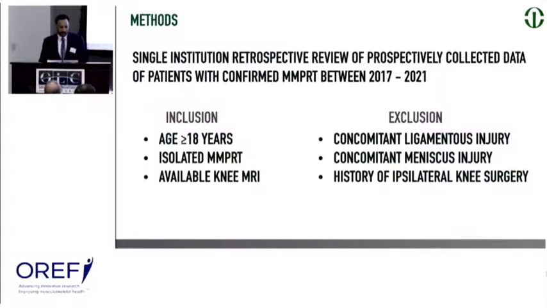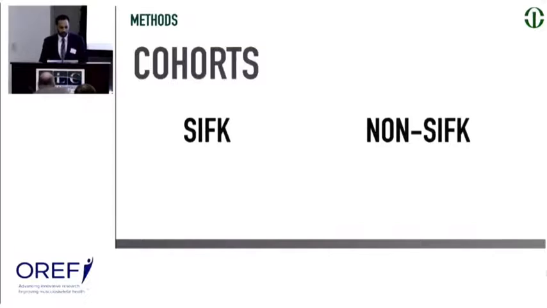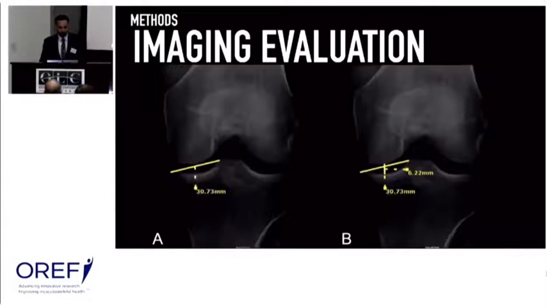We included patients over the age of 18 who had isolated medial meniscus posterior root tears and had an available knee MRI, and we excluded patients with concomitant ligamentous injury, concomitant meniscus injury, or history of ipsilateral knee surgery. We then divided them into two groups, those who had the insufficiency fracture and those who did not. We looked at both x-rays and MRIs. On the x-rays, we measured the KL osteoarthritis grading system, and we also measured joint space using the midpoint method, which measured from the tibial spine to either the medial or the lateral tibial plateau.